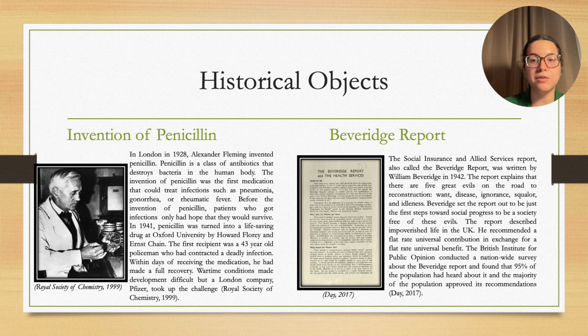Beveridge set the report out to be just the first steps towards social progress, to be a society free of these evils. The report described impoverished life in the UK. He recommended a flat rate universal contribution in exchange for a flat rate universal benefit. The British Institute for Public Opinion conducted a nationwide survey about the Beveridge Report and found that 95% of the population had heard about it, and the majority of the population approved its recommendations.